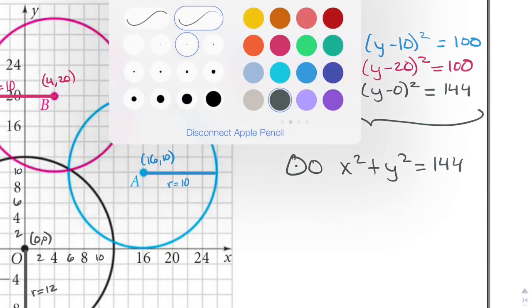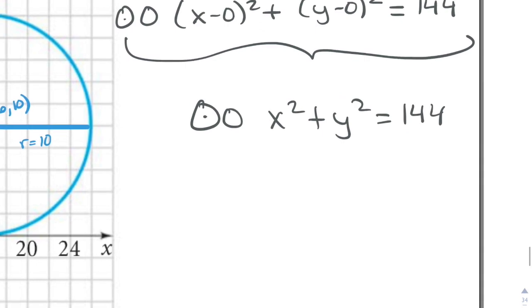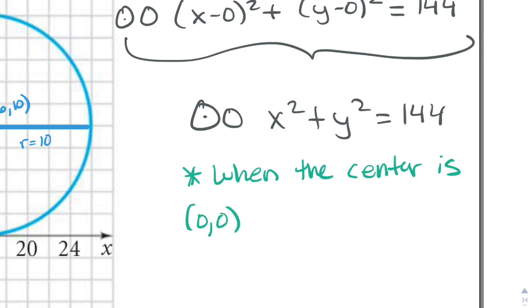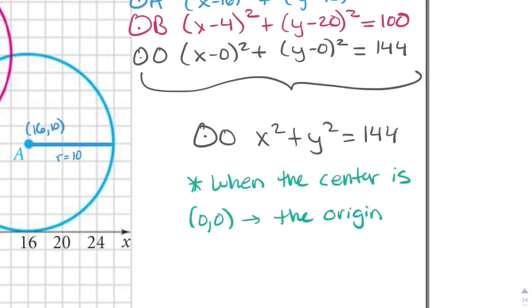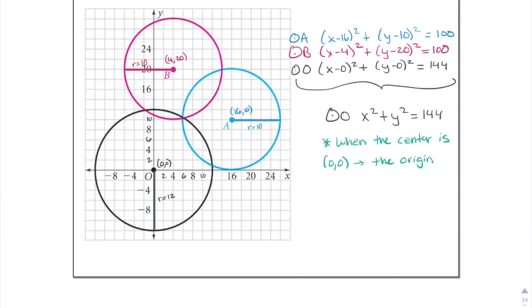You can only write it this way when the center is 0, 0, the origin. So if you ever have 0 for either h or k, you can ignore the zeros. You don't need to write it with the zeros. Just ignore them. Okay. So that's that.